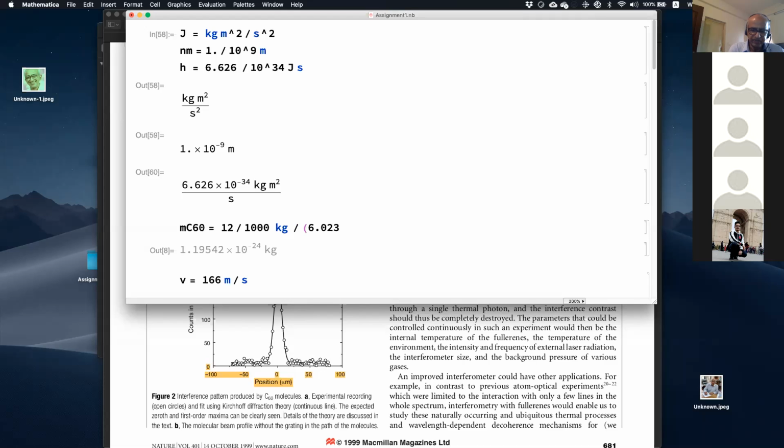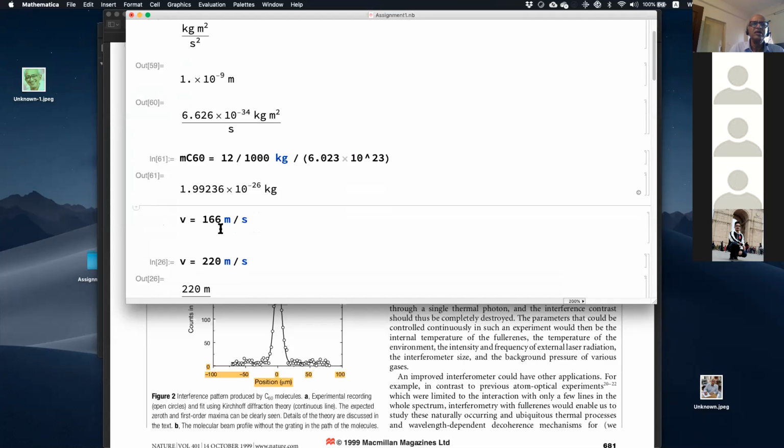6.023 into 10 to the power of 23. So that will be the mass of one C60 molecule. And the velocity of the C60 molecule that is given is already written here. V is equal to 166.